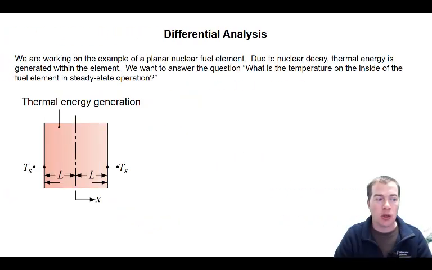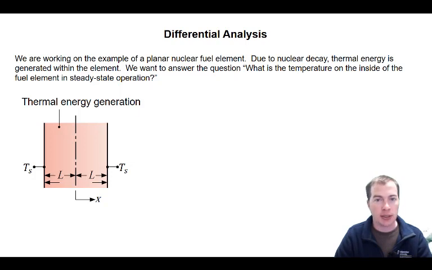As a reminder, here is a sketch of the example problem that we are considering. We are working on the example of a planar nuclear fuel element. Due to nuclear decay, thermal energy is generated within the element. We want to answer the question, what is the temperature on the inside of the fuel element in steady state operation? And in particular, what is the maximum temperature? This is an important question because an engineer would need to ensure that the fuel element remains at a safe operating temperature at all times.